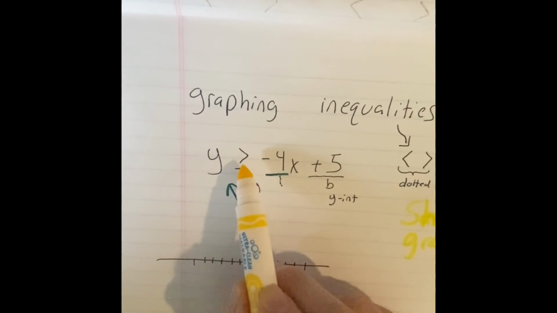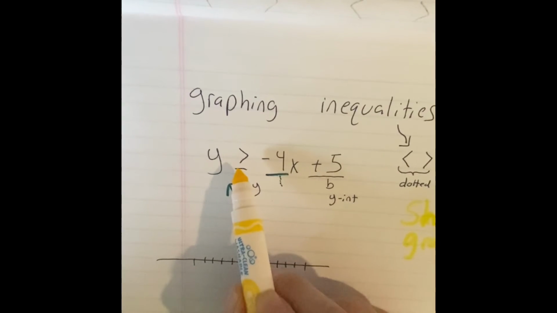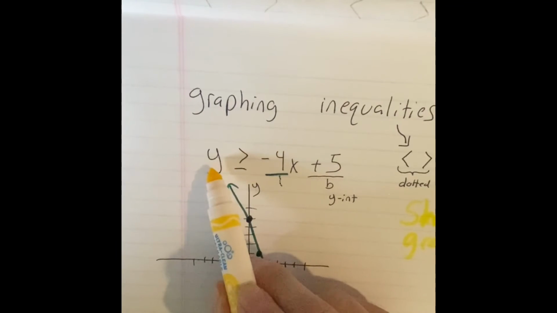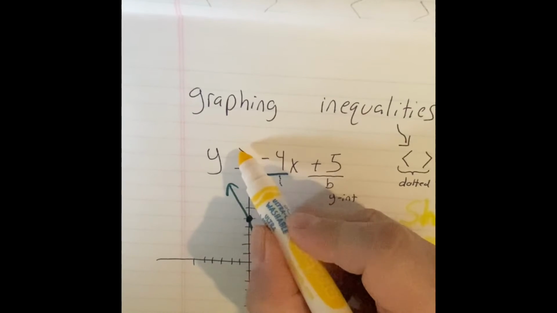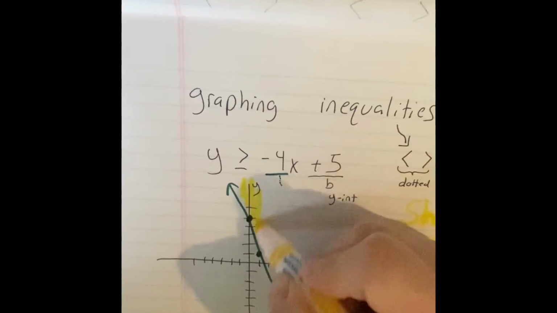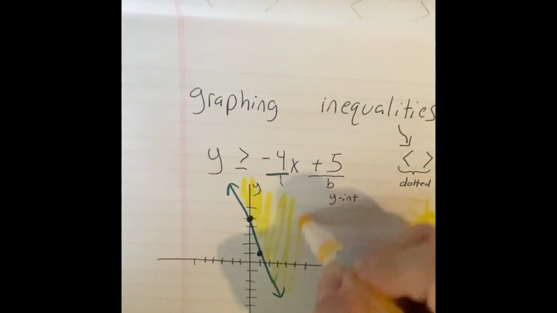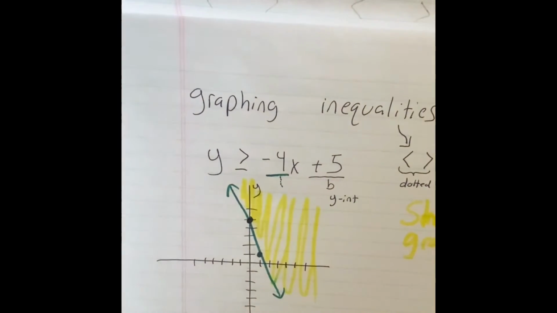If it's greater than, you're going to shade above the line. Think of what greater than means. Greater than usually means better, higher, above. Less than, when y is by itself, means you shade below. So since this is a greater than sign, we're going to shade above the line. And there you go. You've shaded your inequality.